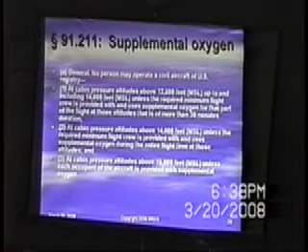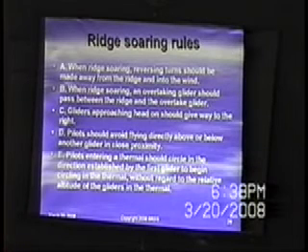Let me skip ahead to here. Okay, let me just make sure this is complementary to what Peter just said. When ridge soaring, reverse turns should be made away from the ridge and into the wind. An overtaking glider should pass between the ridge and the glider being overtaken. Is that good? Otherwise, well clear. Yeah.